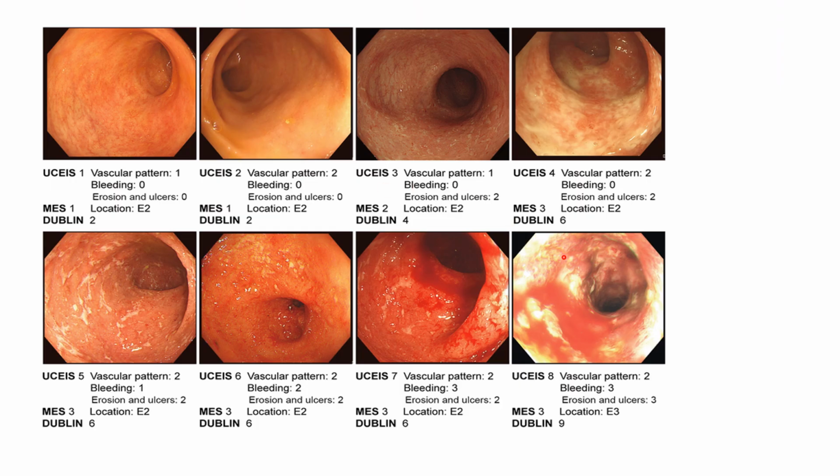Another score to measure the severity of ulcerative colitis in terms of endoscopy is the Ulcerative Colitis Endoscopic Index of Severity, which is 1 to 8. In terms of that, we just have three components: the vascular pattern, bleeding, and erosions and ulcers. So in each, you go and grade.